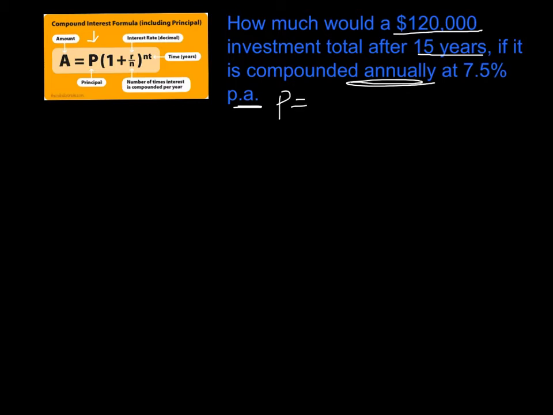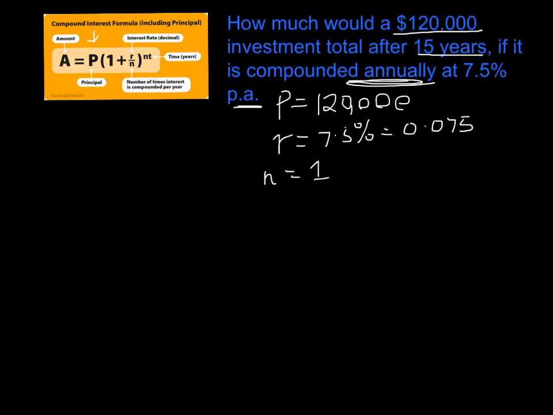Our principal, or our original amount, is $120,000. Our rate is equal to 7.5%, but we need that as a decimal. Divide it by 100, and 0.075 is our rate. Our number of times it's compounded per year is once. It's compounded annually, so once per year. And the time is, in this case, 15 years.